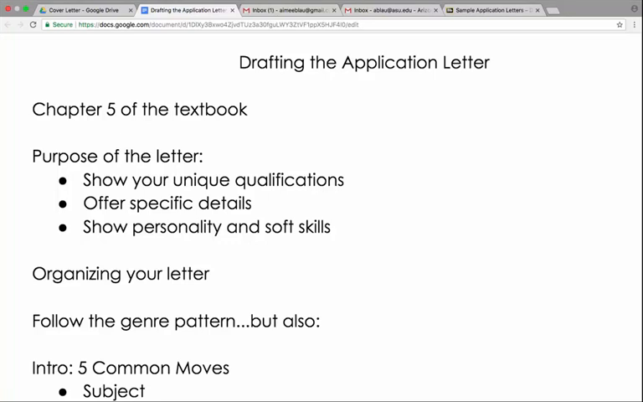Hi students, this video is going to help you throughout the process of drafting your application letter. A lot of this is drawn from chapter 5 of the textbook, so I would recommend that you read through the section on application letters before you start drafting. I'm just going to highlight some of the key ideas, but you should go back and read it yourself as well.